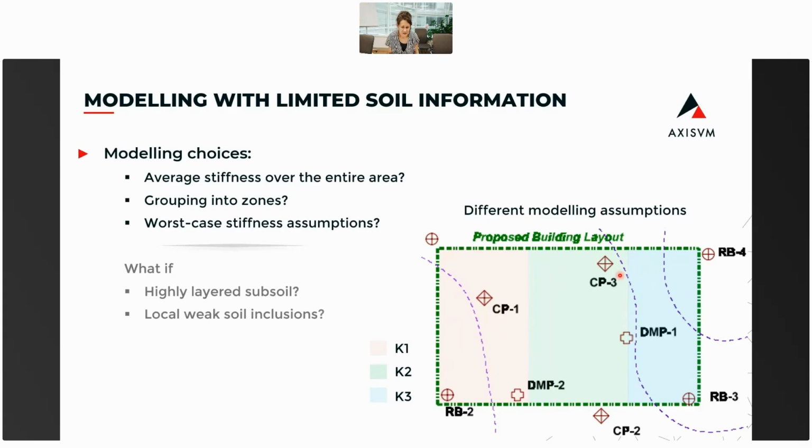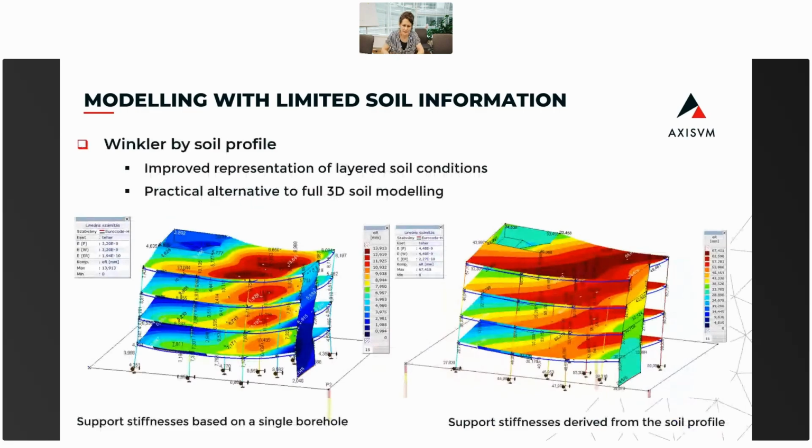The importance of these decisions becomes more significant if the subsoil is highly layered or in the presence of a local weaker soil inclusion. It is also not so easy to determine how far the influence of a local weaker zone extends. And I know I repeat myself, but different modeling assumptions may lead to different structural responses. To better approximate the soil condition, the Winkler-by-soil-profile can be a good choice. It derives support stiffnesses based on the foundation, at every single point, based on the generated subsoil profile. This way, layered or varying soil conditions can be better approximated.